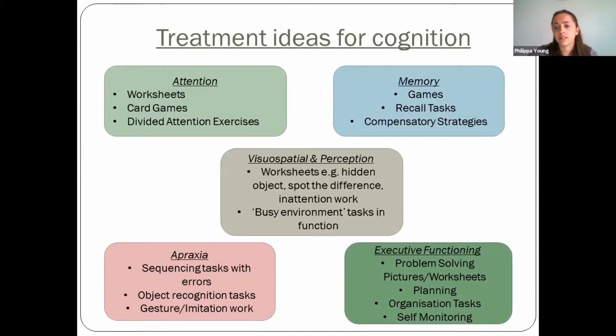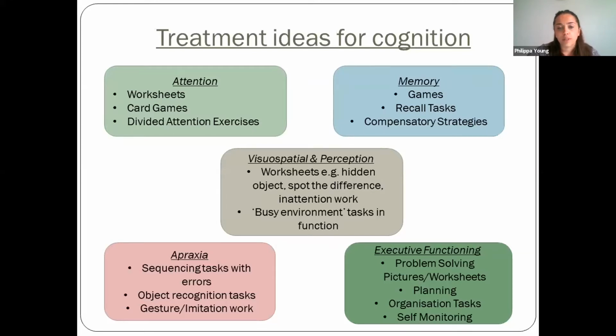Apraxia, again, sequencing tasks with errors put in. So the therapist could be following through with a task and putting some errors in for the patient to try and identify. And you could do object recognition tasks as well, and gesture and imitation work.